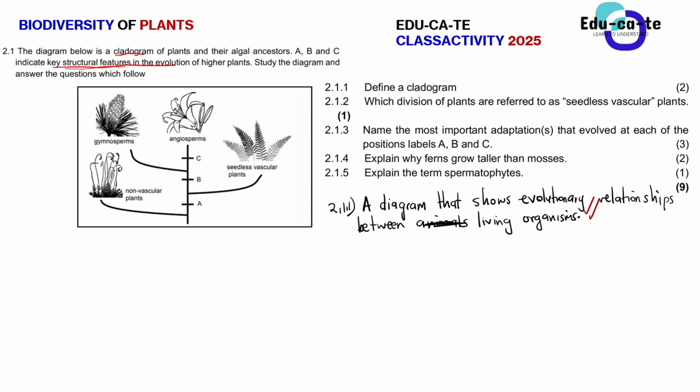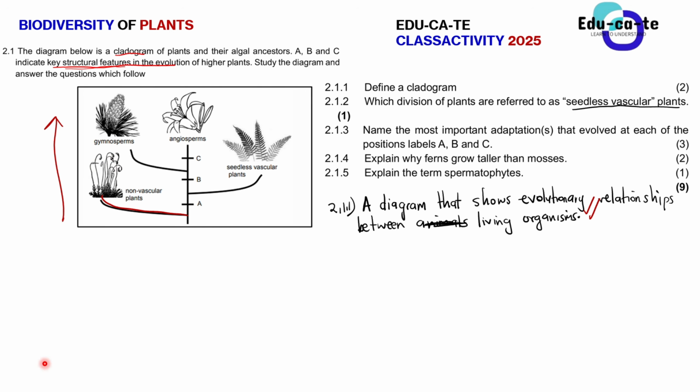All right. So now they say, which division of plants are referred to as the seedless vascular plants? So we need to study our phylogenetic tree first. Remember, we start from the bottom. When you start from the bottom here, the phylogenetic tree leads to non-vascular plants.